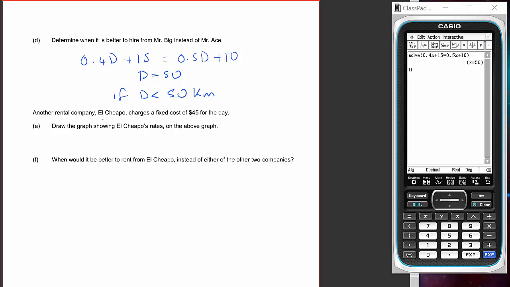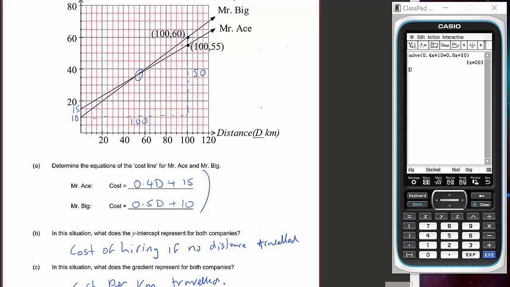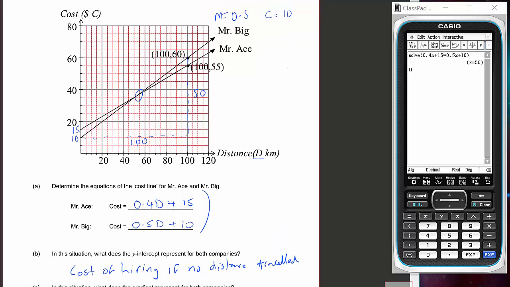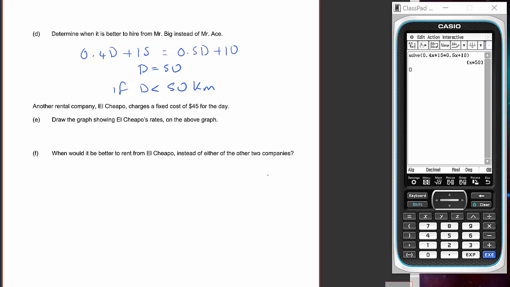Another rental company, El Cheapo, charges a fixed cost of $45 for the day. So we want to draw their graph above. So they're just charging 45. So 45 is across here, like that. And I'm just going to label that one as El Cheapo. So we've done that part of the question.